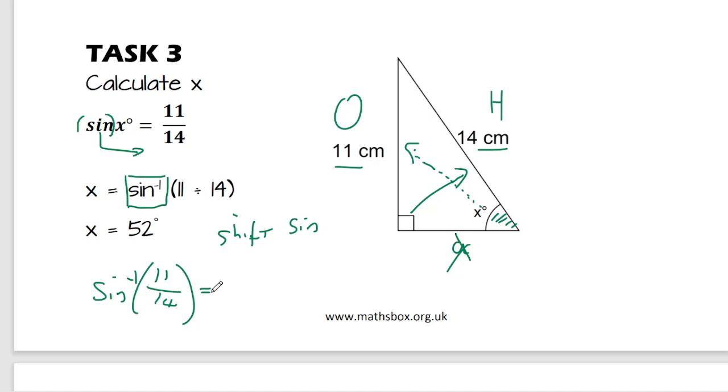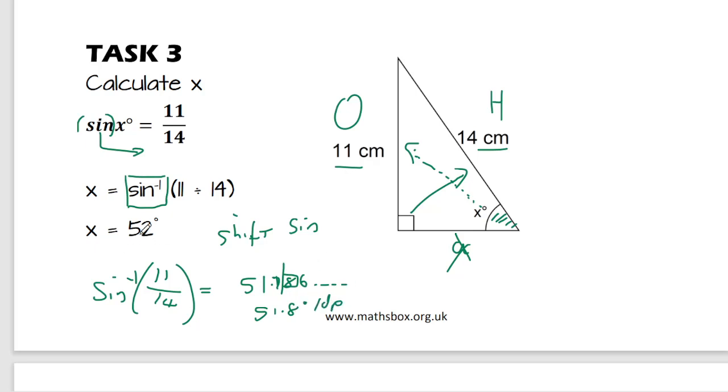So we're going to go 11 divided by 14 equals, that gives me 0.7857 and a load of oddments. And then we're going to do second function and sin minus 1. And that's going to give me 51.786 and a load of oddments. Remember, we have been rounding it to 1 decimal place. So if you did it again to 1 decimal place, you'd have 51.8 degrees to 1 decimal place.